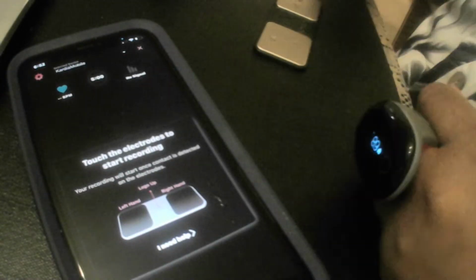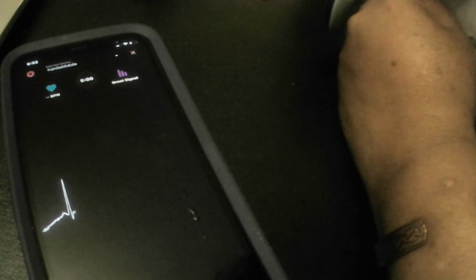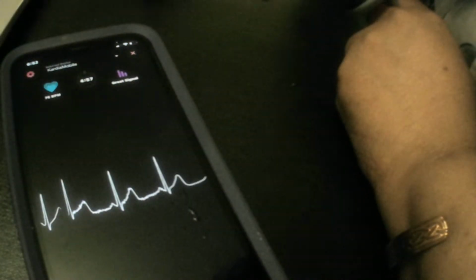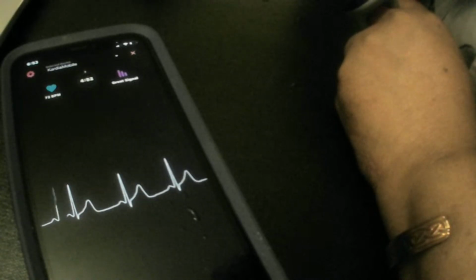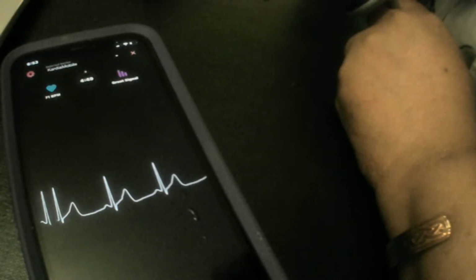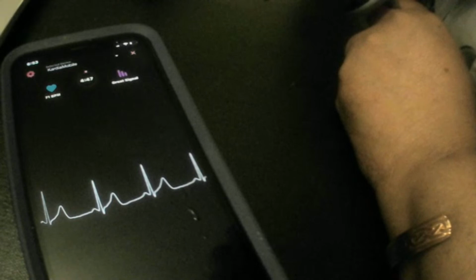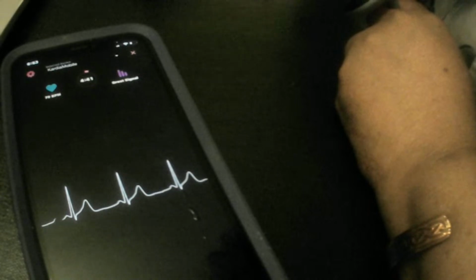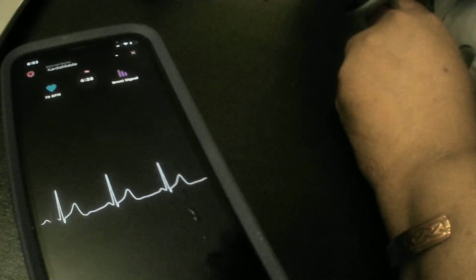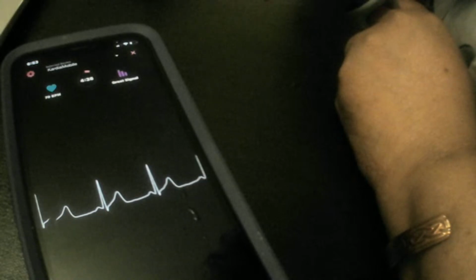So let's take the ECG one more time. So the right lung and kidney area is being pulsed. See the waviness? So the electrode is on the heart, right above the left breast, and the right thumb.